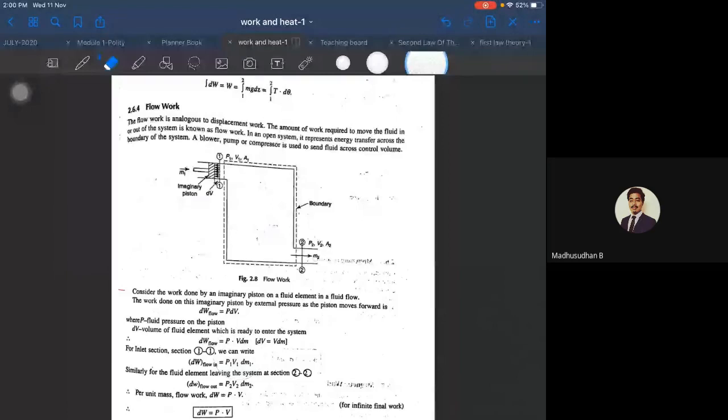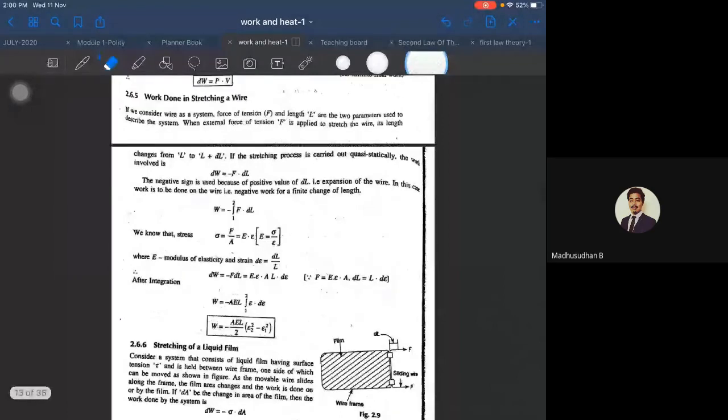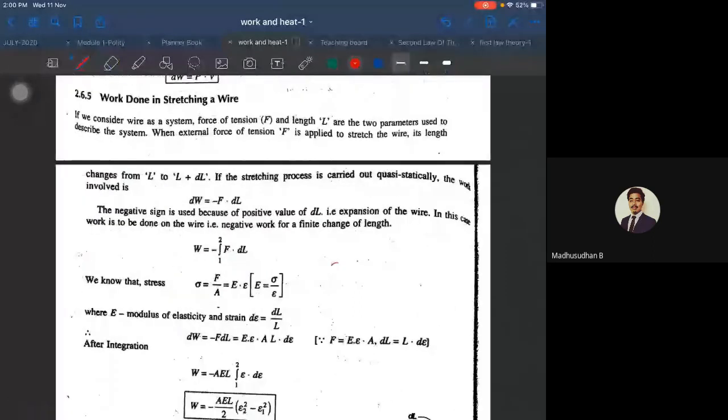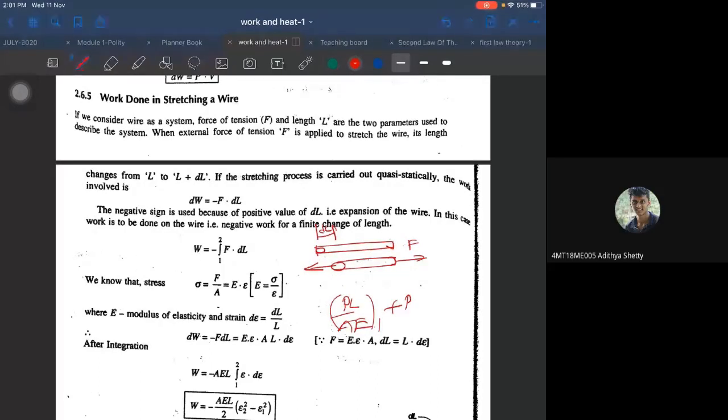Work done in stretching a wire. This is very, very important. When there is a wire like this, as studied in mechanics, when you apply a force there would be a change in its length, so it may stretch. This is nothing but the change in length. Did you study this in your mechanics? PL by AE, all those formulas. Yes, sir.